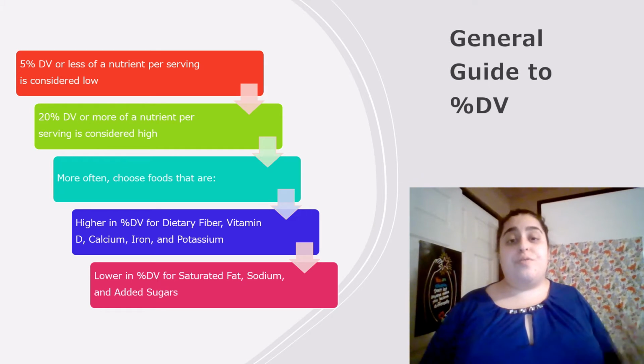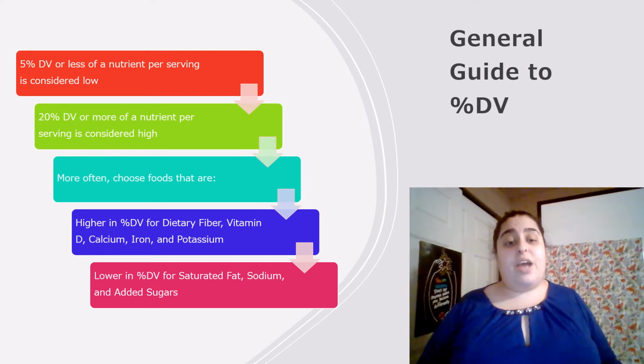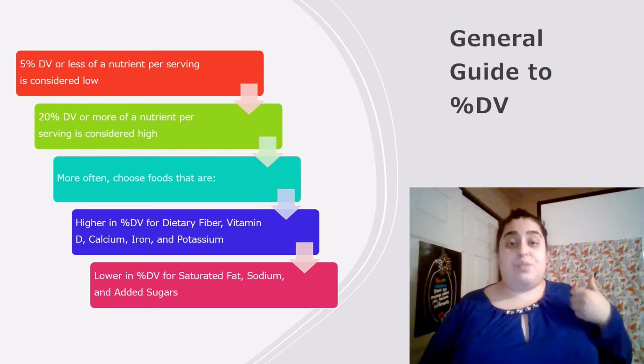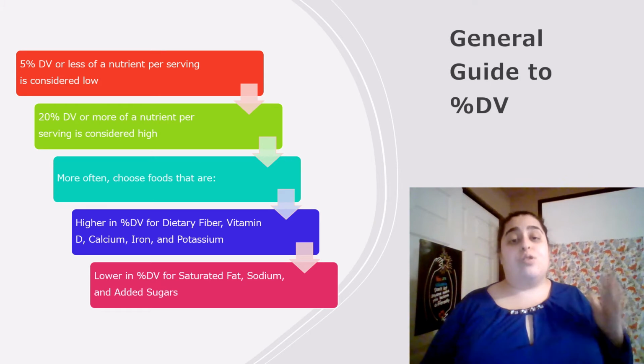So when we're choosing food, it's always important to take a look at those. If we have higher in fiber, vitamins, calcium, iron, and potassium, then we're good because we're supposed to eat a lot of those. We're supposed to be low on the fat, the sodium, and the added sugar. So it should look either 5% or lower on those items.